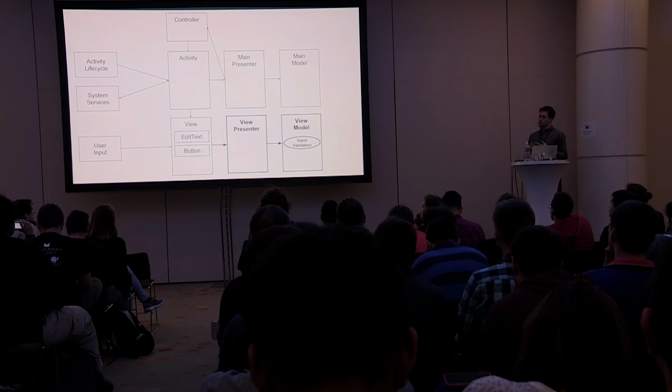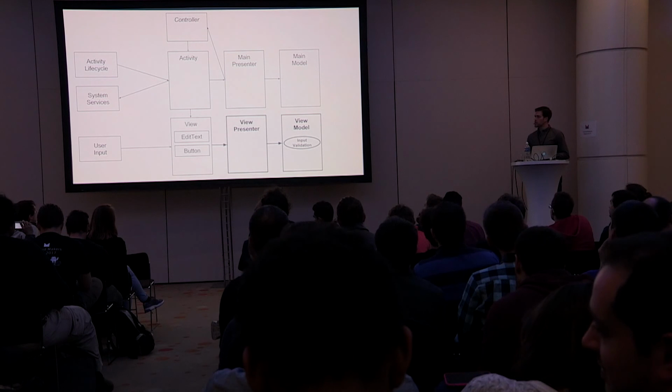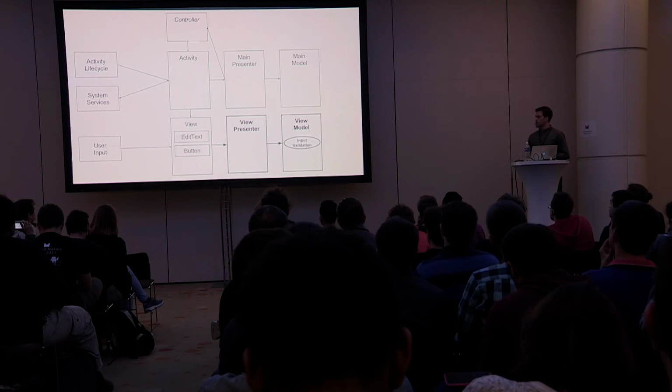And so this leaves you with more of a classic MVP pattern, where the view can offload its inputs to its presenter and then finally perform its validation against some model that describes what is valid input.